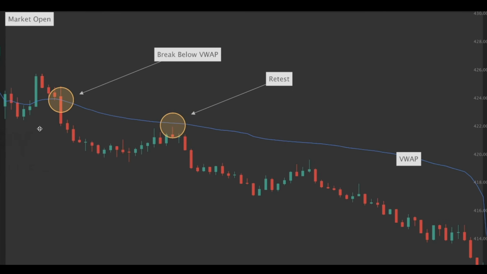On the right, we see the opposite. Price gains the VWAP early in the session, fails below it, which begins the change of trend, and then when it retests the VWAP later in the morning, right here, it fails again and continues lower.